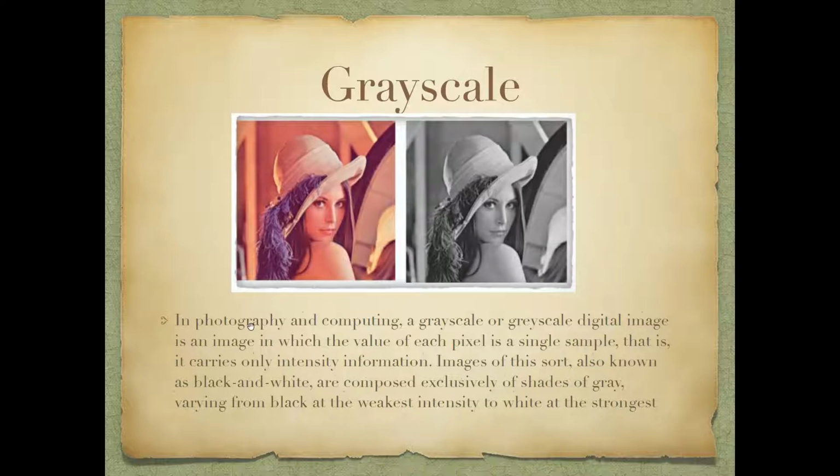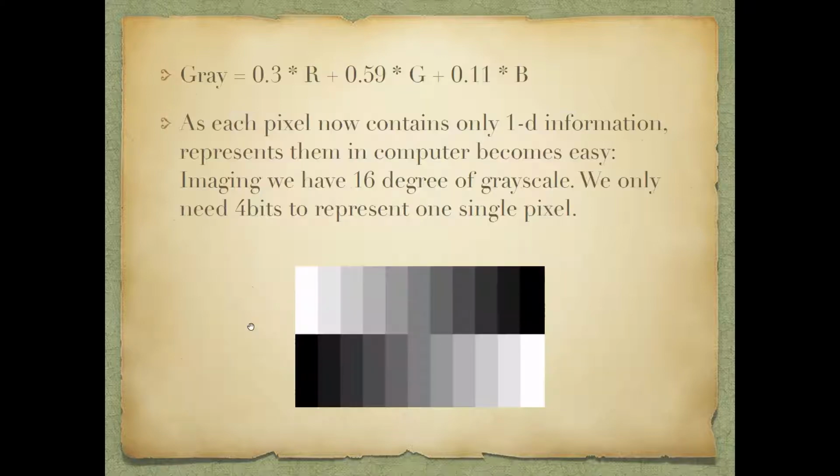So here we come to the pre-processing part. That is the beginning of our procedure to handle human face recognition, which is called the grayscale. In photography and computing, a grayscale or grayscale digital image is an image in which the value of each pixel is a single sample, that is, it carries only intensity information. Images of this sort, also known as black and white, are composed exclusively of shades of gray, varying from black as the weakest intensity to white as the strongest.